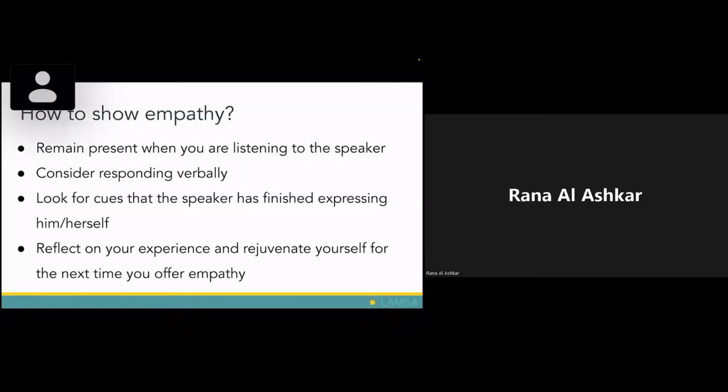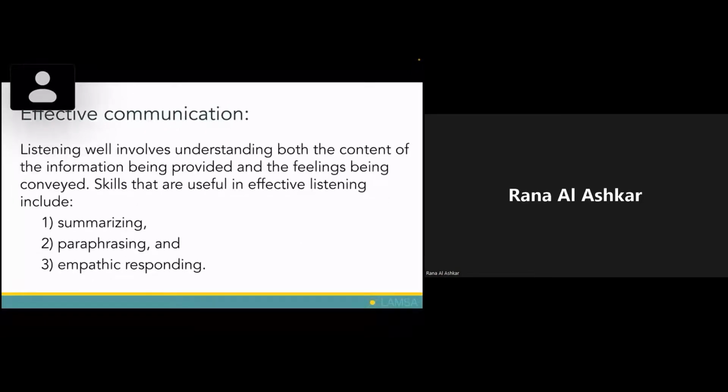You have to just reflect on the experience that you had. So were you empathetic? Did you show empathy? What can you work on to modify this behavior and make it better? And this will help you to offer more empathy the next time. So generally, it's just an assessment of what you did.